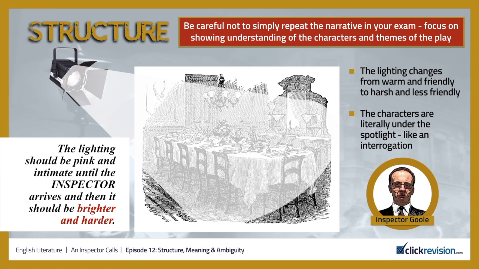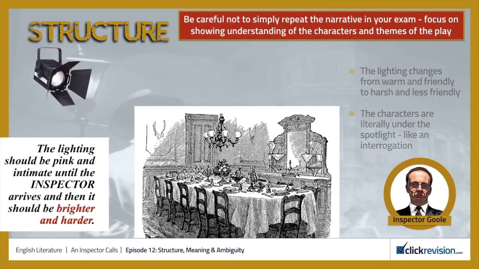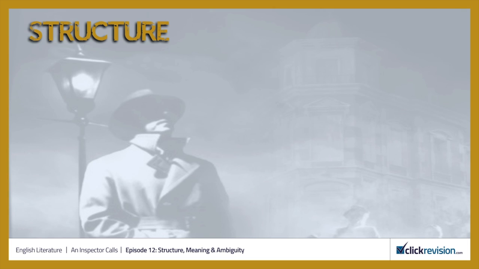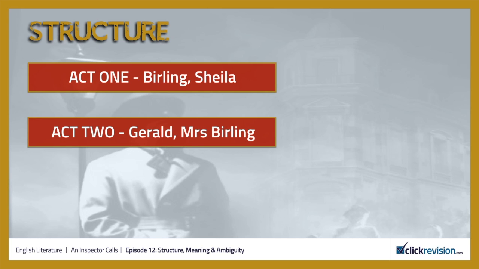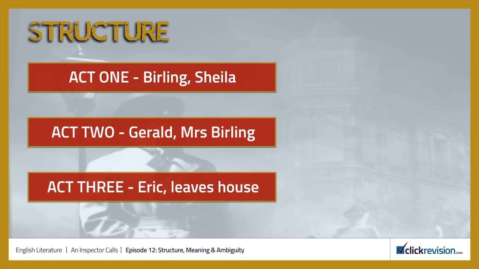The characters are literally under the spotlight, and the bright lights are adding to the inspector's techniques to give a sense of the interrogation. So, the inspector interviews each family member in turn, and this forms the main structure of the play. In the first act, he interviews Mr. Birling and Sheila. In the second act, he interrogates Gerald and Mrs. Birling, and in the final act, he speaks to Eric, and then leaves the family to fight among themselves and argue who is the most to blame, if there's anything to feel blame for at all. Now this is the basic structure, but there is more going on than that.